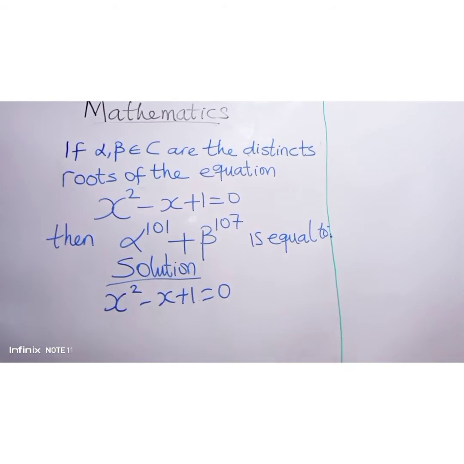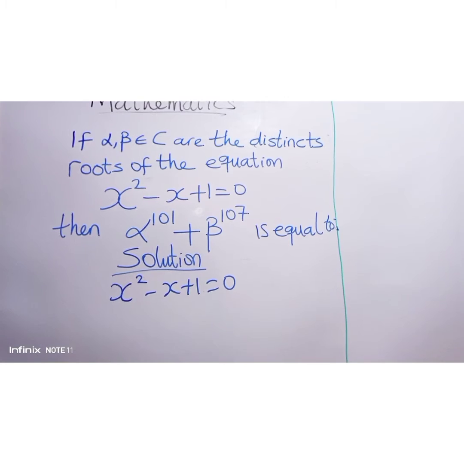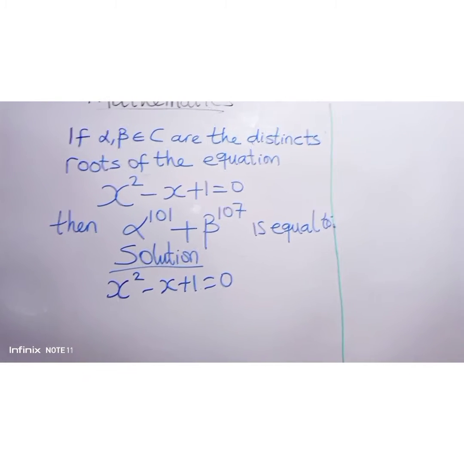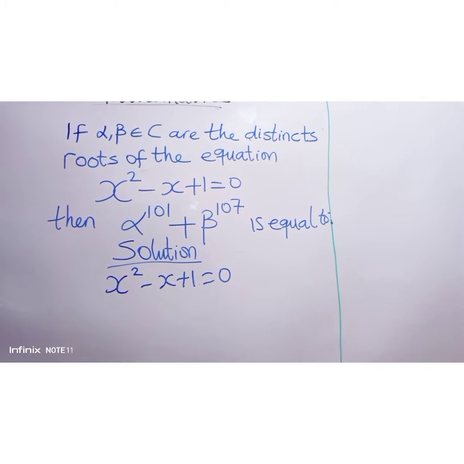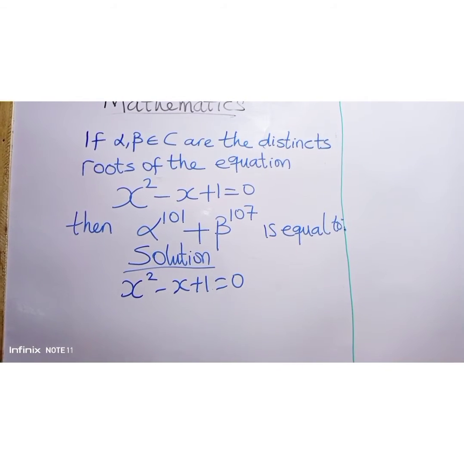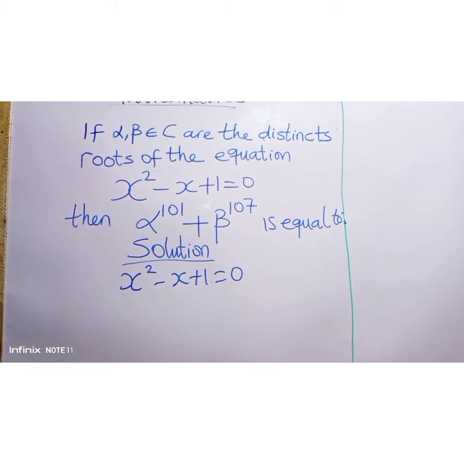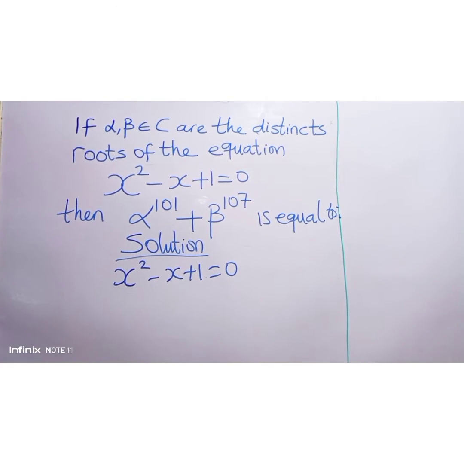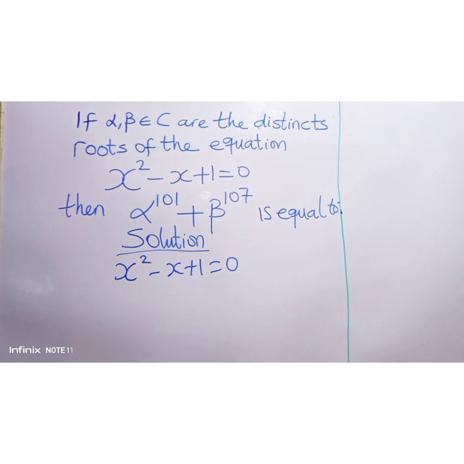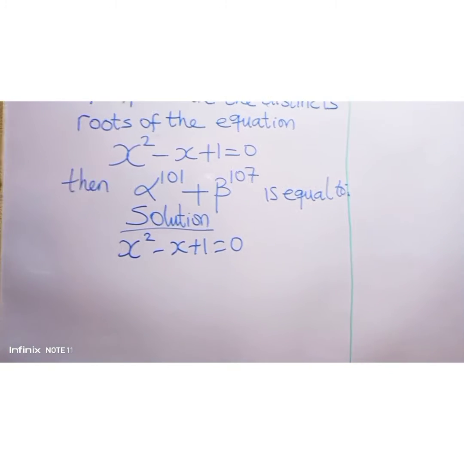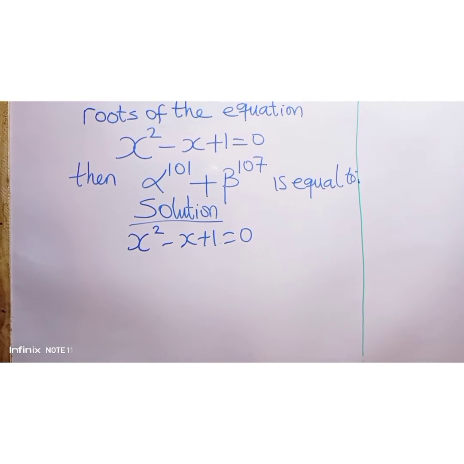So if alpha, beta are elements of complex, are the distinct roots of the equation x squared minus x plus 1 is equal to 0, then alpha raised to the power of 101 plus beta raised to the power of 107 is equal to what? Solution: look at this quadratic equation.